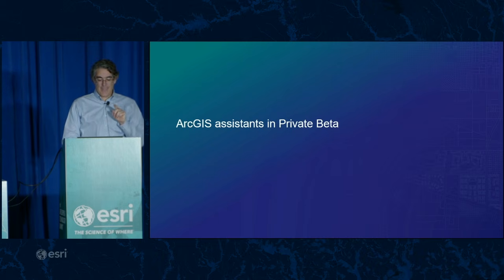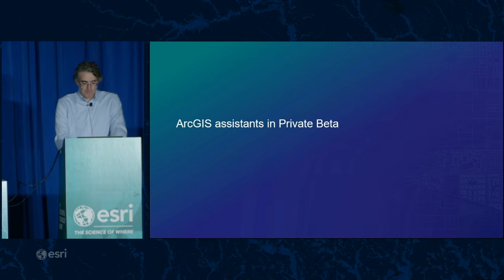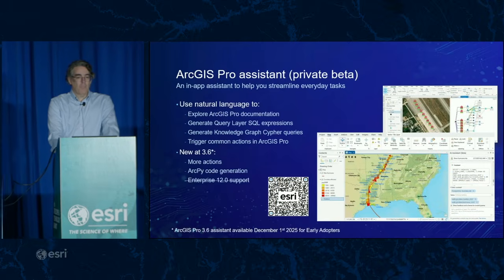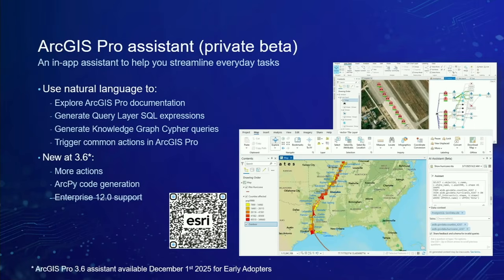Okay, so assistants in private beta. There is one, ArcGIS Pro. So if you want to test the Pro Assistant and you go to the early adopter program, you won't see it. You won't see the opportunity to test it, right? Why? Because the betas that are private are by invitation only. So there is a QR code on this screen. You can scan it and request access to the program if you like. Or alternatively, you can go to the showcase area, connect with the Pro people and say, hey, I would like to download this assistant and try it.